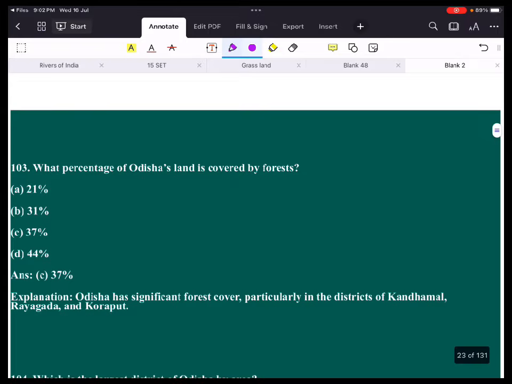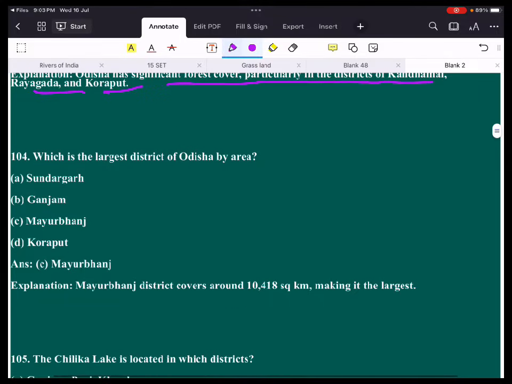What percentage of Odisha's land is covered by forest? That is option C, 37%. Odisha has significant forest cover, particularly in the districts of Kandhamal, Rayagada and Koraput. Which is the largest district of Odisha by area? That is option C, Mayurbhanj.